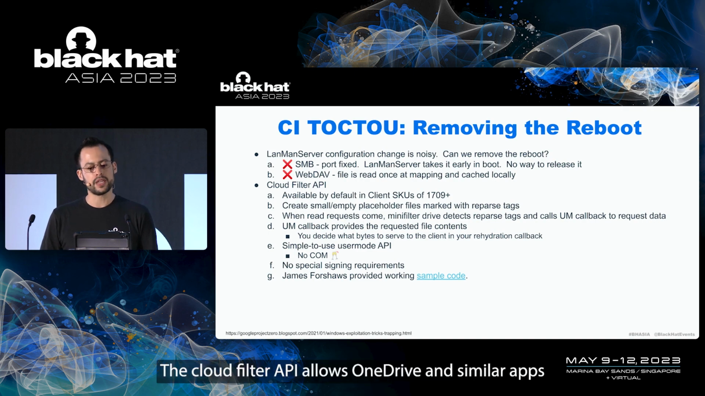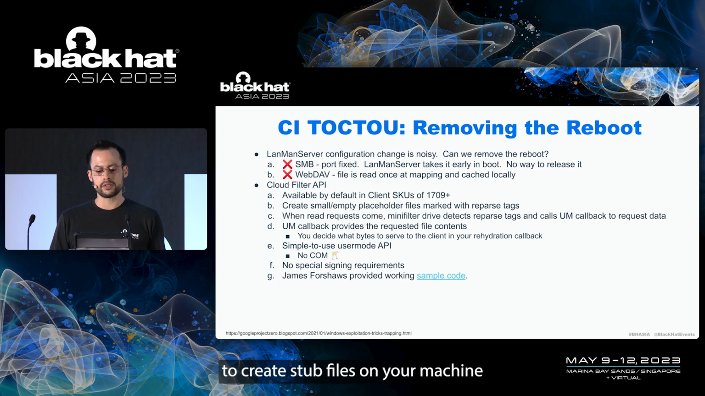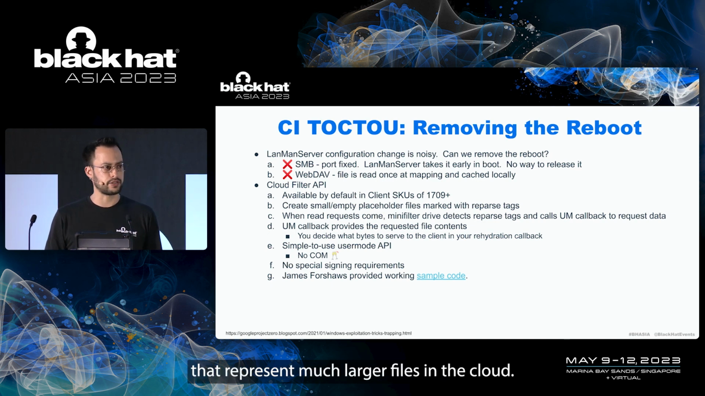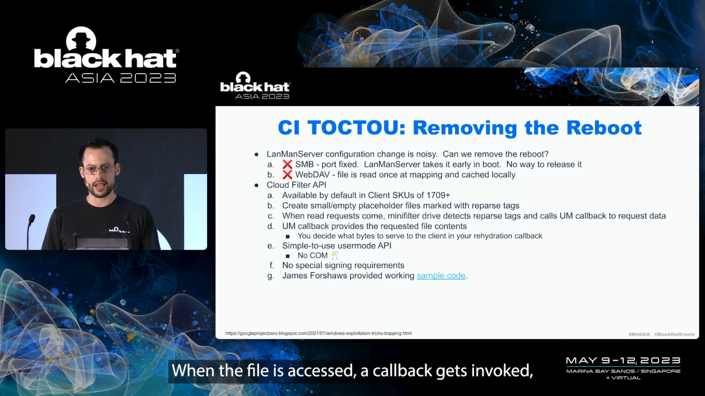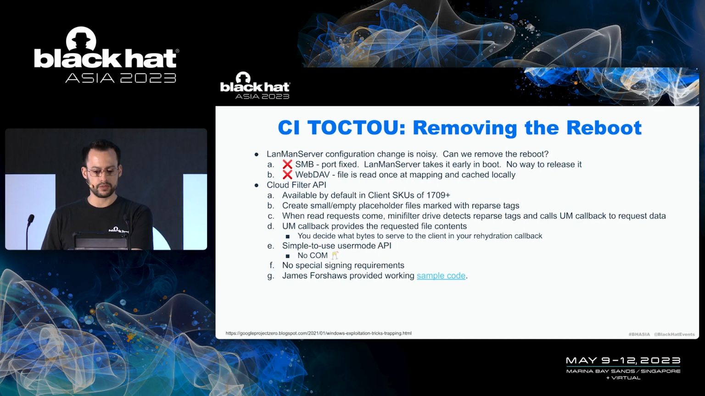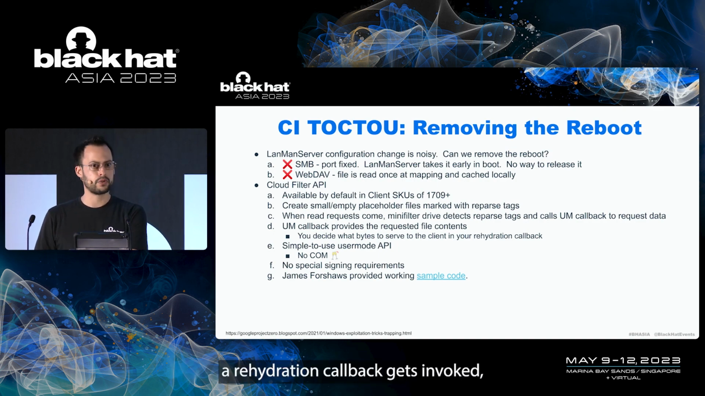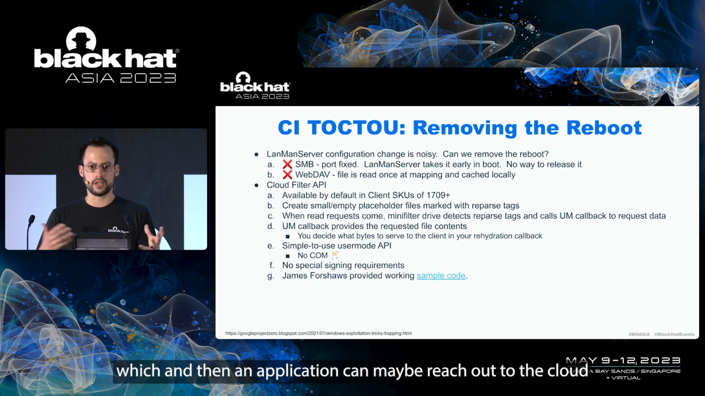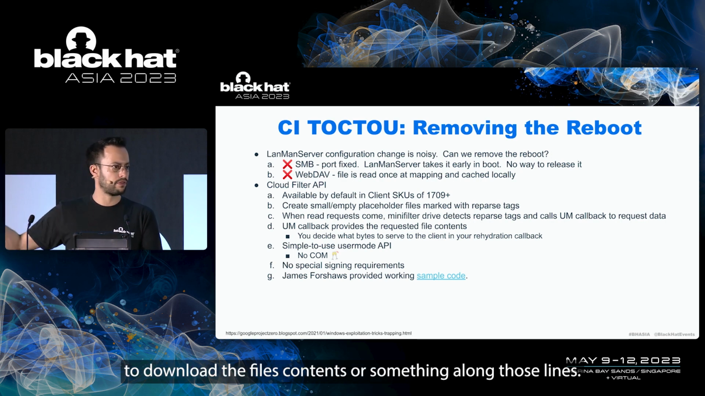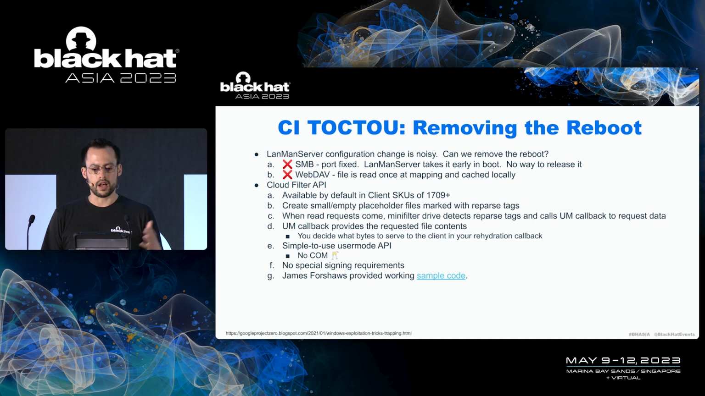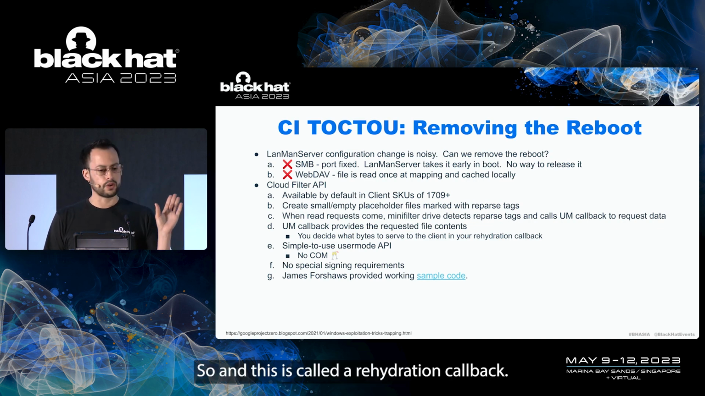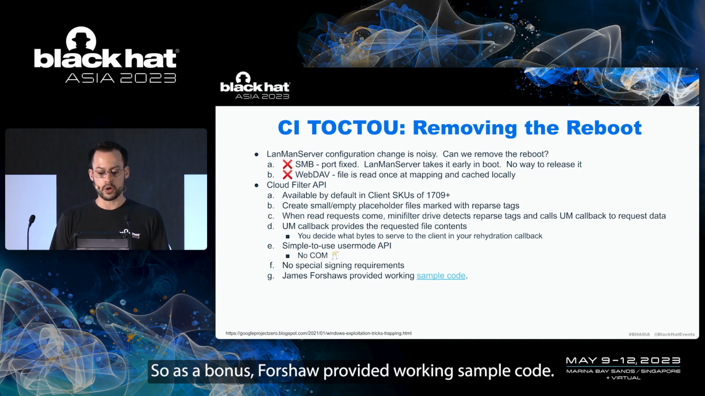The Cloud Filter API allows OneDrive and similar apps to create stub files on your machine that represent much larger files in the cloud. When the file is accessed, a callback gets invoked, and then an application can maybe reach out to the cloud to download the file's contents or something along those lines. This is called a rehydration callback. And as a bonus, Forshaw provided working sample code.